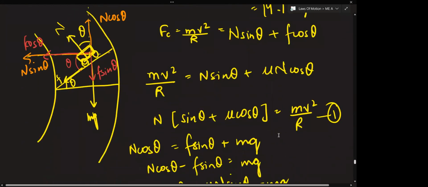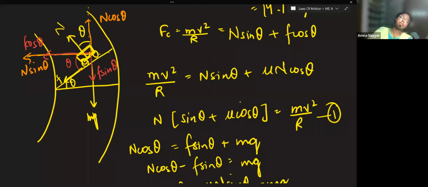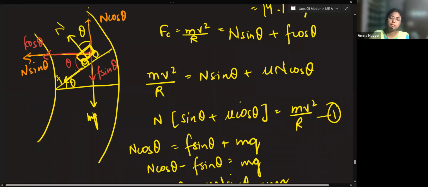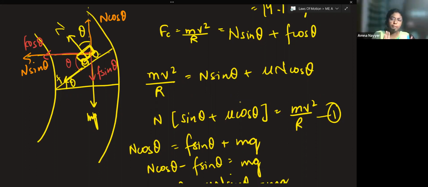Ma'am, can you explain the derivation again? Yes, yes. See, this you have understood, resolution of vectors. Centripetal force will be provided by F cos theta, and the way Aram said, N sin theta, because both the forces are pointing towards the center. From this equation, we had found the value of N times sin theta plus mu cos theta.